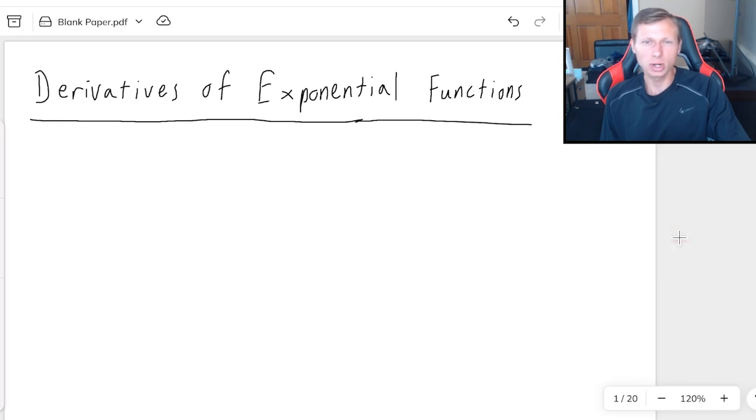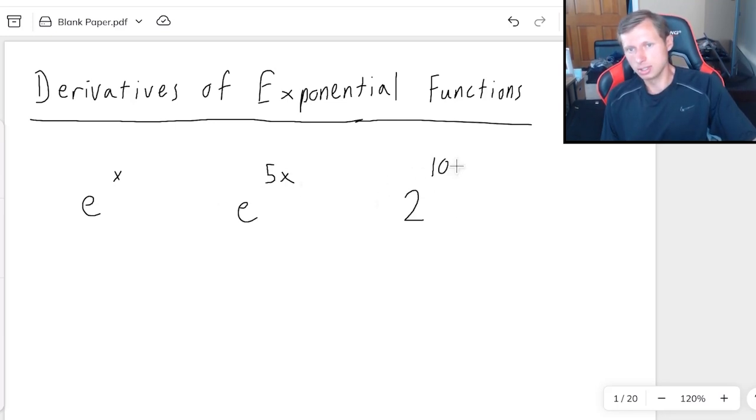In today's video, we're going to be talking about the derivatives of exponential functions. So we're talking about the derivatives of functions like this: e to the x, e to the 5x, and even ones like 2 to the 10x minus 7, or something crazy like that. Now the cool thing about these functions, obviously, as you can tell, the x is in the exponent for all of these. That's what makes it an exponential function. X is in the exponent.